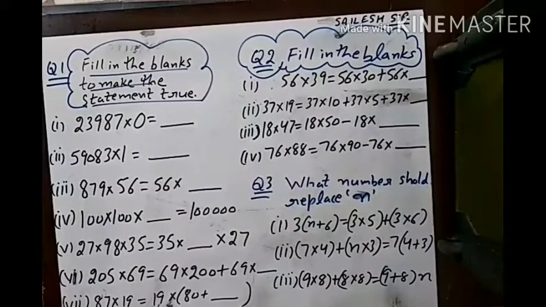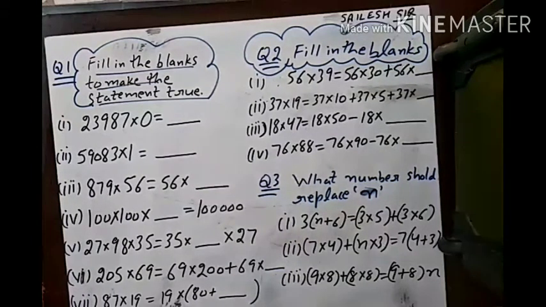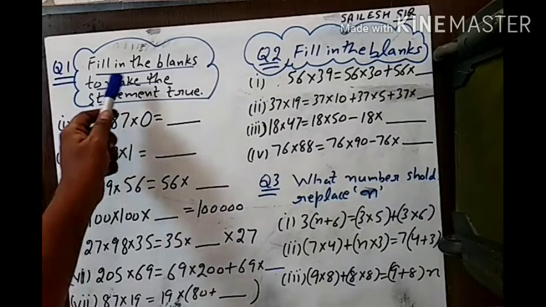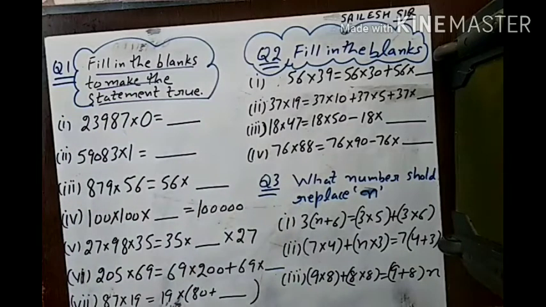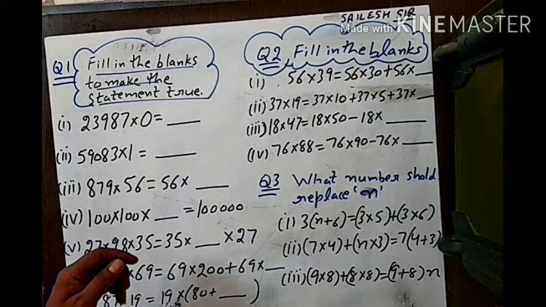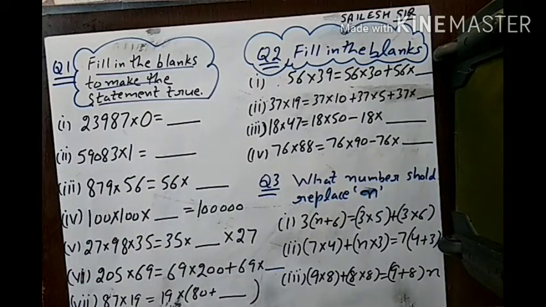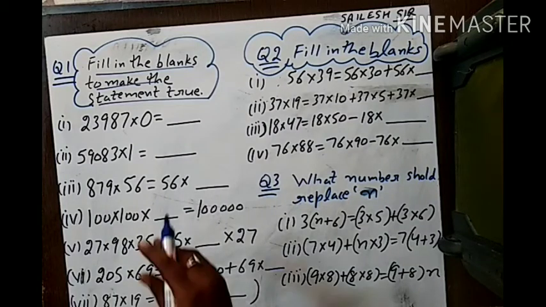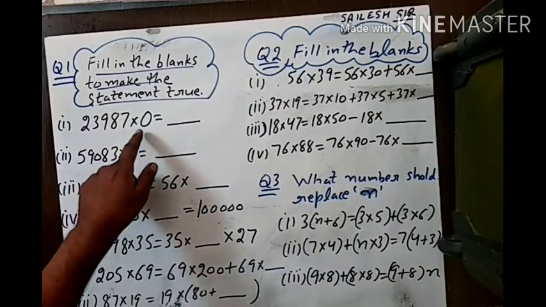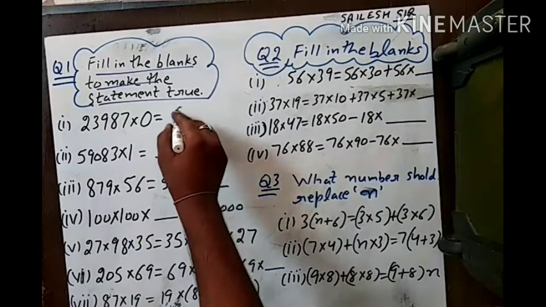You will see what you have learned in the earlier videos, the application of the properties in the multiplication operation here. Now we come to the first question, filling the blanks to make the statement true. Here the first question is 23,987 multiplied by 0. Now we know the zero property of multiplication. When we multiply any whole number with 0, the answer is 0.